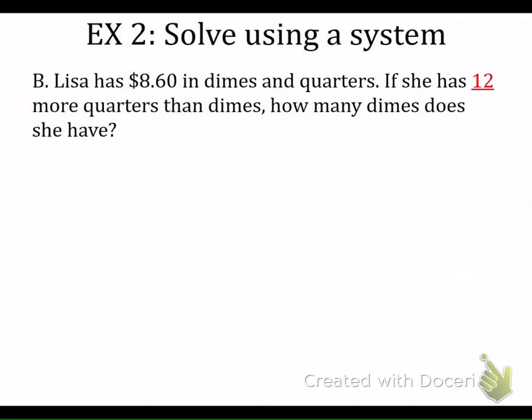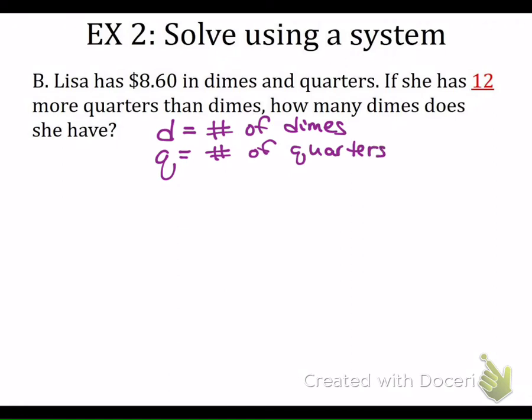Questions? So Lisa has $8.60 in dimes and quarters. If she has 12 more quarters than dimes, how many dimes does she have? Okay, so I'm going to have two variables, right? I'm going to let D stand for the number of dimes. I'm going to let Q stand for the number of quarters.